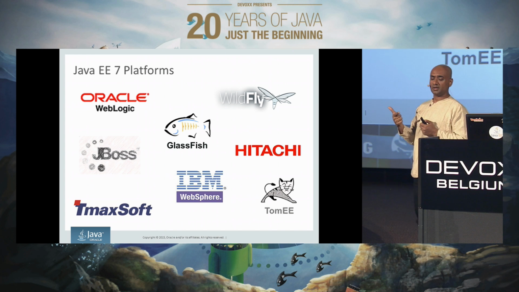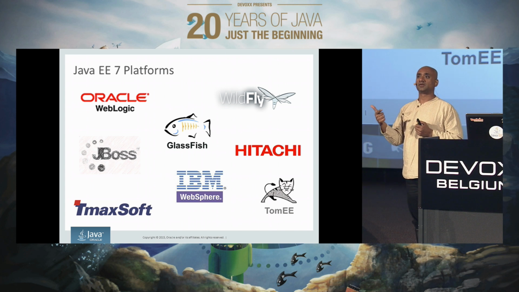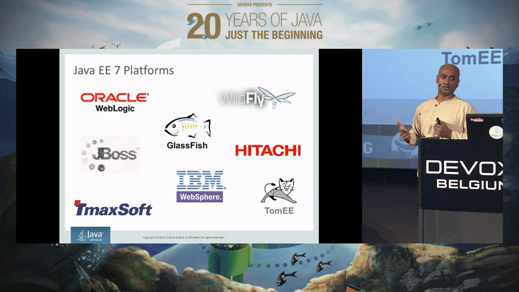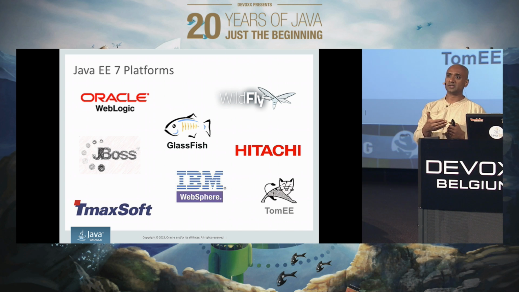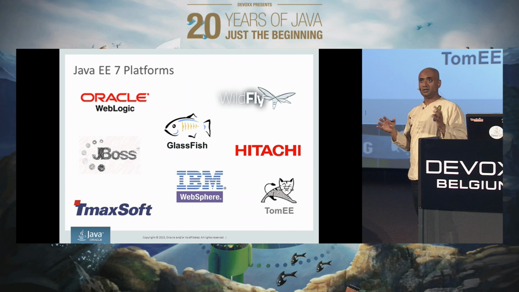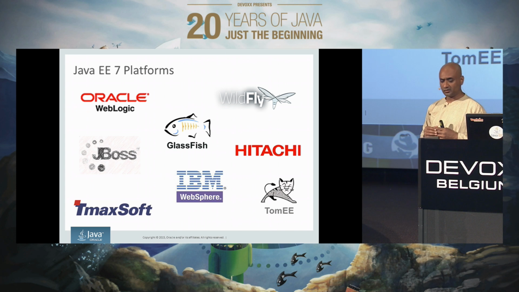These are also full Java 7 platforms, and we have others coming right down the line as well. At JavaOne, Red Hat announced their plans for releasing betas and going final with Java 7 with JBoss EAP, their commercial offering, by the end of this year. So that also will be available very soon.